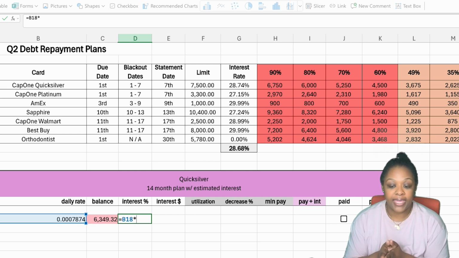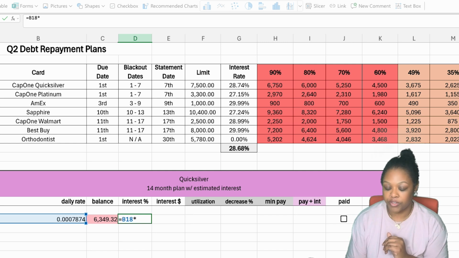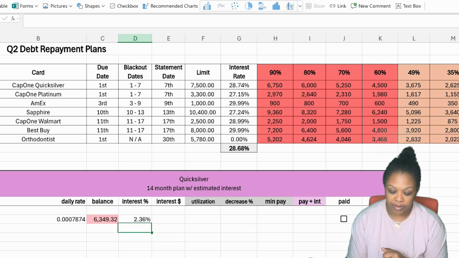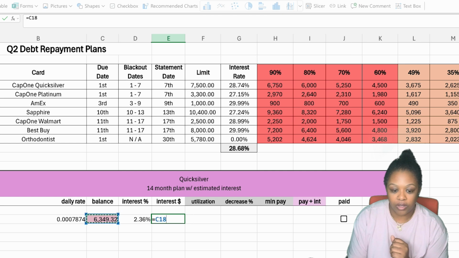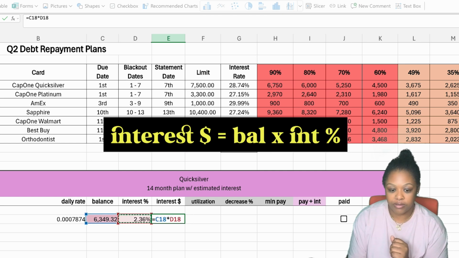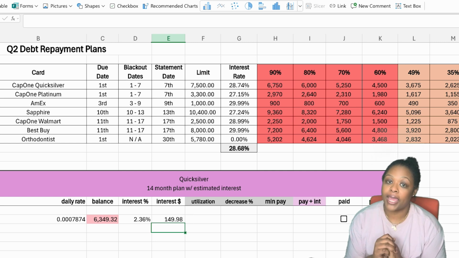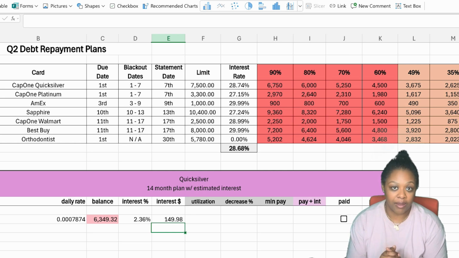So even though I'm paying this on April 1st, my statement date is when? April 7th. April has 30 days, so we're going to multiply our daily rate times 30, and that gives me 2.36%. Good. So that means every day, whatever my balance is, they're adding on 2.36%. So in dollars, that would be equals your balance times your interest. So I get $149.98. That is what I'm predicting that Capital One is going to say my interest charge is on my statement that's going to come out April 7th.